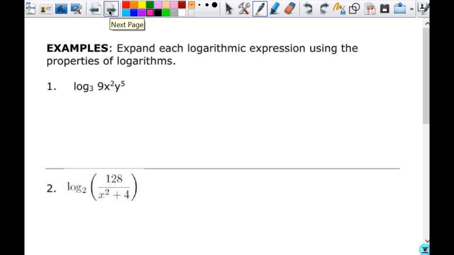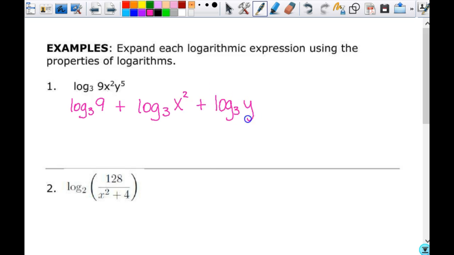So I have log base 3 of 9x squared y to the 5th. So how many things are being multiplied together there? 3, right? You got the 9, the x squared, and the y to the 5th. So I'm going to expand that, and when I have the product property, that means the multiplication turns into addition of separate logs. So this will give me log base 3 of 9 plus log base 3 of x squared plus log base 3 of y to the 5th.